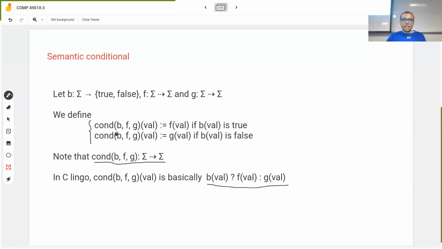So the definition is that if I apply this entire function, cond of BFG, to a particular valuation, to a particular state, what happens is that it first checks if B is true at that particular state. And if B is true, then it returns whatever F returns. If B is false, it returns whatever G returns. Okay? Again, very simple, but we have to be mathematically precise with this.